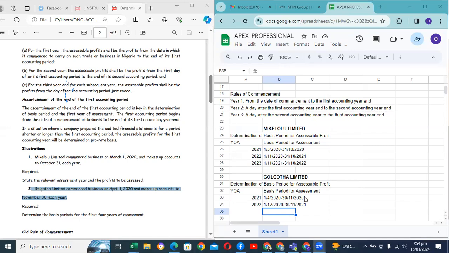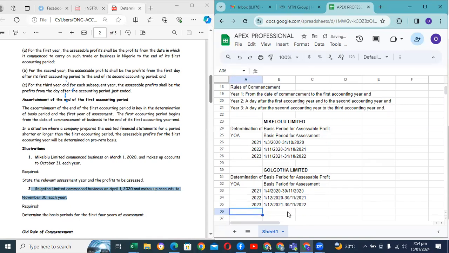It will be 1st of December 2021 to 30th November 2022. What will be the year of assessment, everyone? 2023. Good.